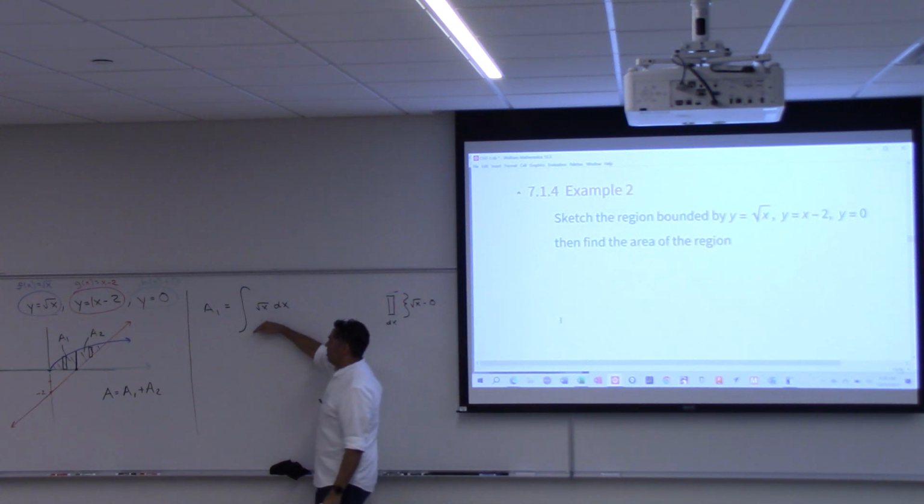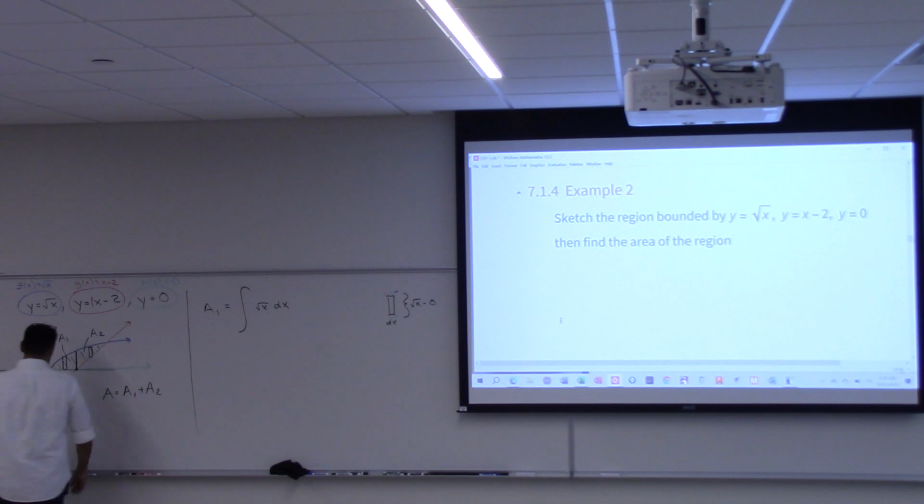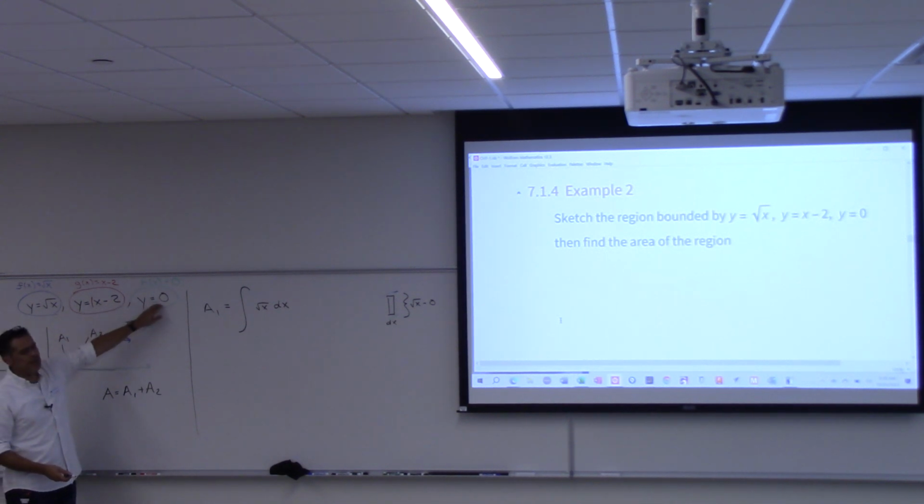Now, you need numbers here, don't you? Yes. Okay, can you figure out what the numbers are? I think everyone can just visually see this number, right? 0. That's 0. How about this one? You got to set them equal, don't you? The red and the green, set them equal to each other. So what happens if you set this equal to this?